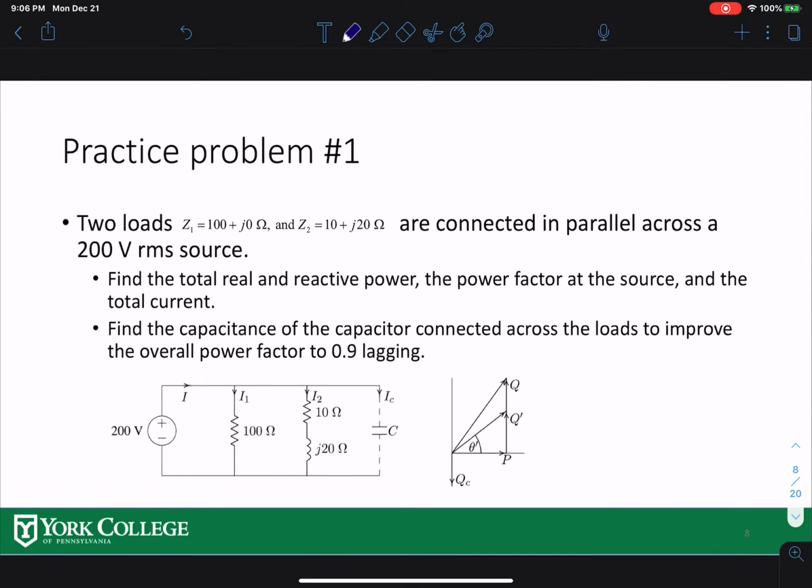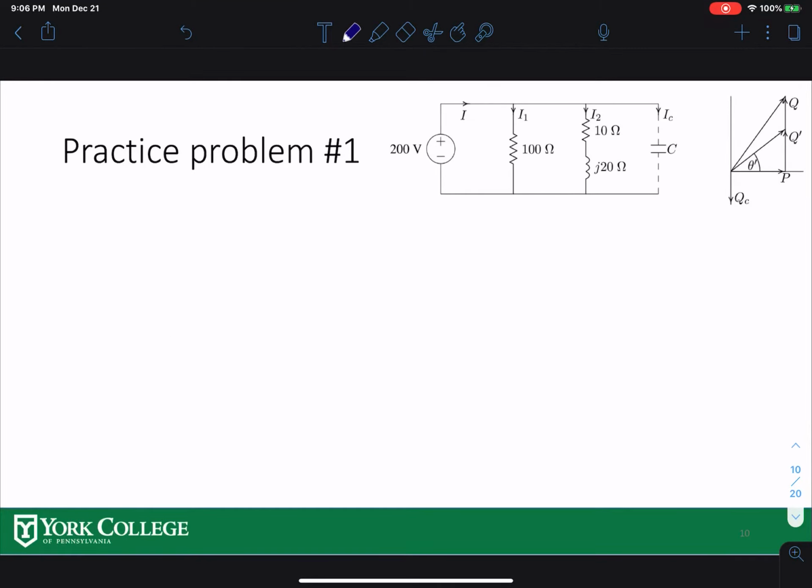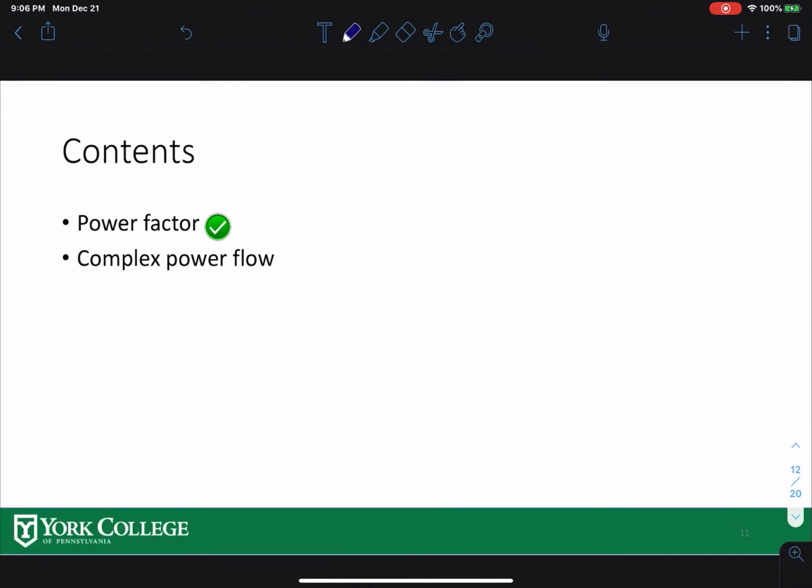All right. So again, we're going to do this problem in the class. Let's talk about the complex power today.